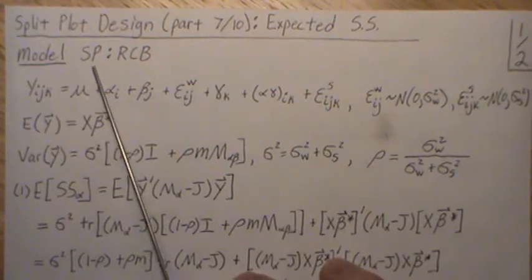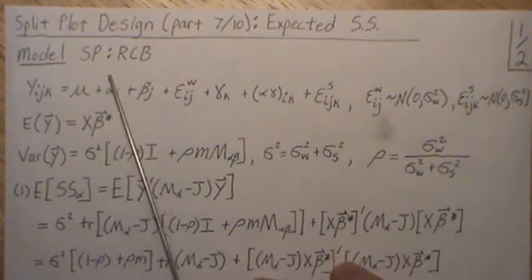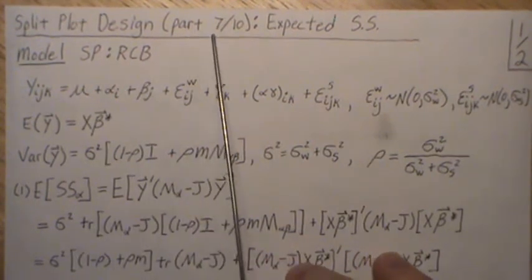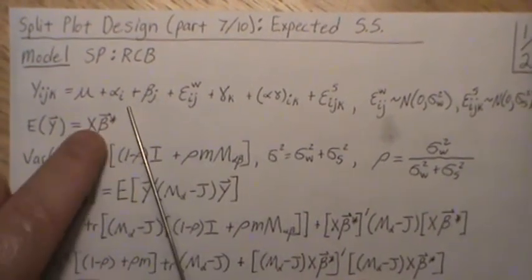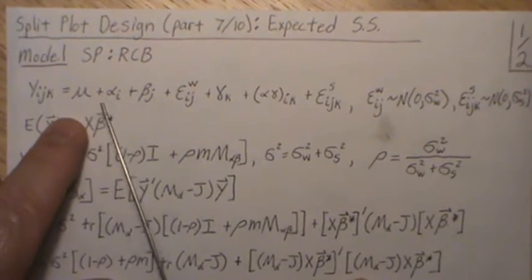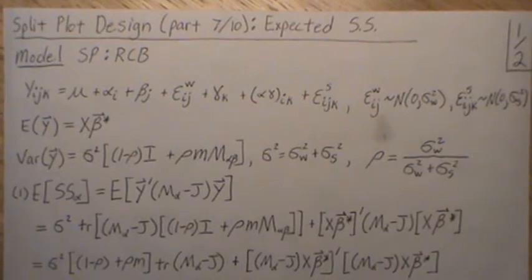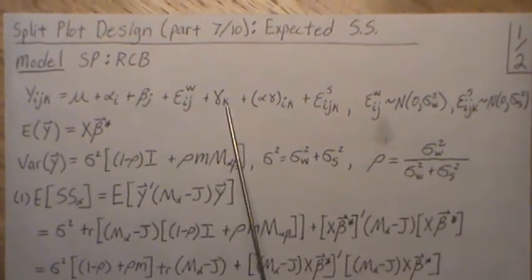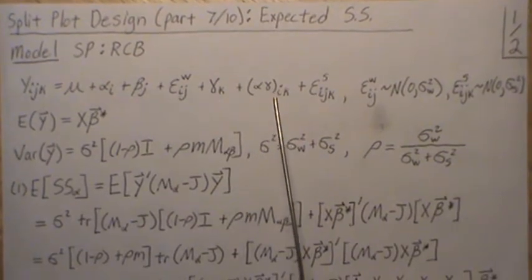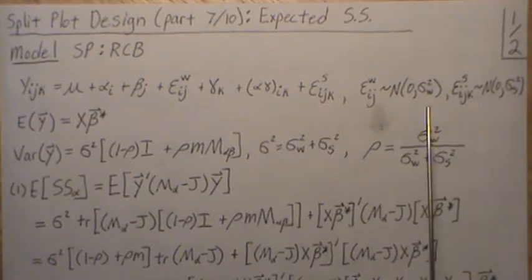So for the model split plot RCB, so randomized complete block design, I would encourage you to watch part 1 and part 2 for more detail of why I call it that. Now the model is this: y ijk is equal to mu plus alpha i plus beta j plus the whole plot error term, gamma k, the interaction term, the split plot error term. Both are normally distributed, mean 0, and their respective variances.